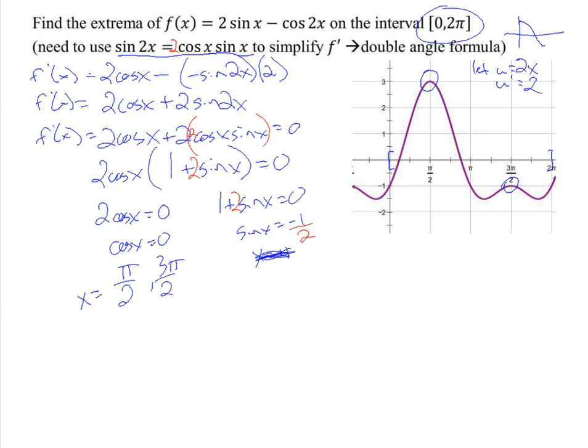7 pi over 6 and 11 pi over 6, that's right. Technically, we were right with 3 pi over 2, but it was wrong. Yeah, so it helps when you use the right identity, I guess.